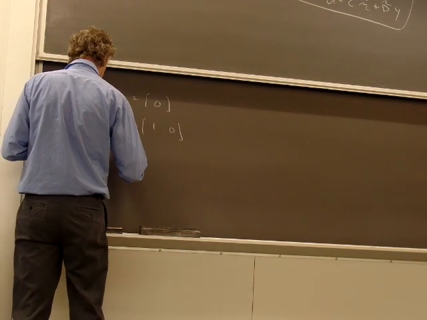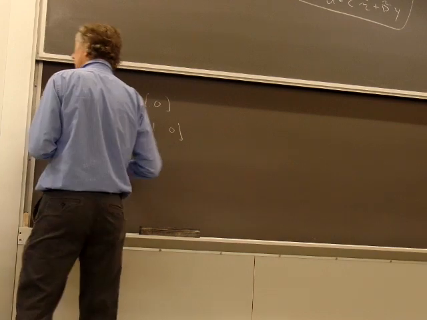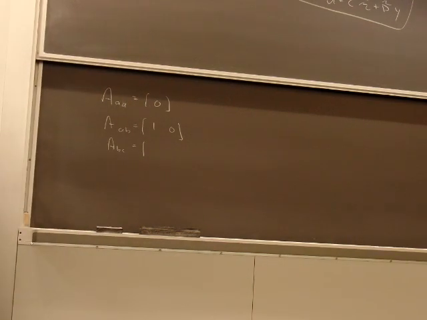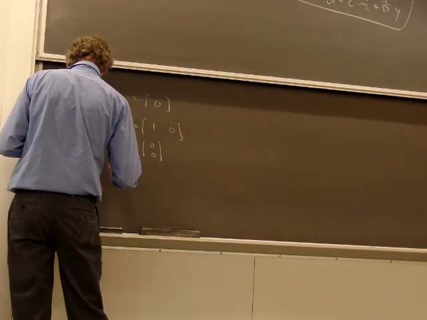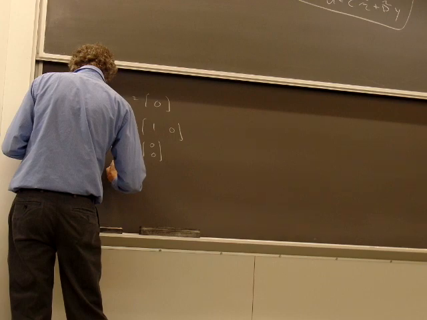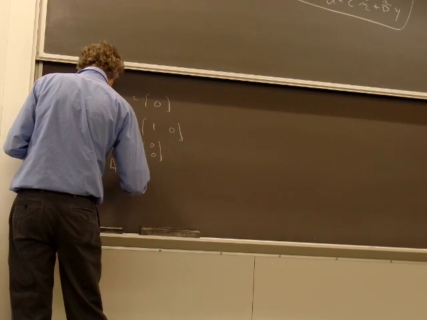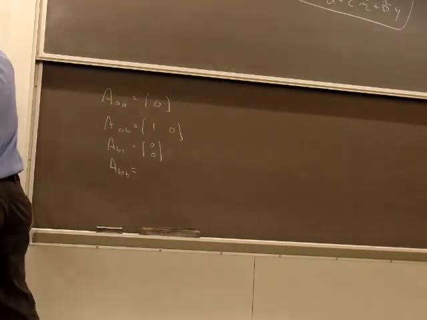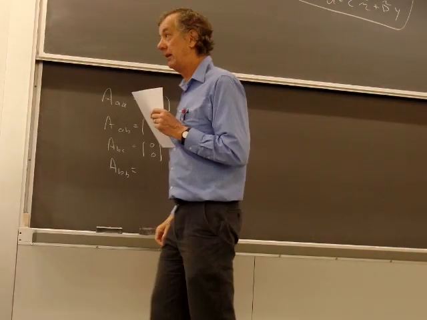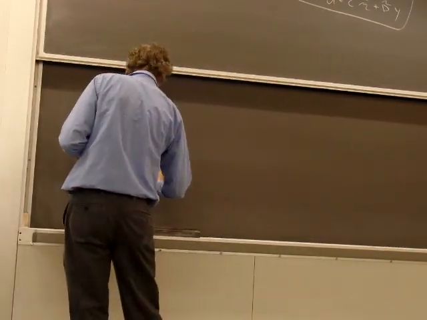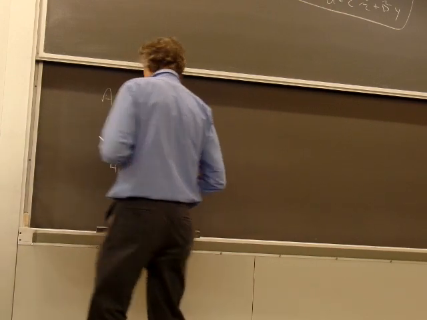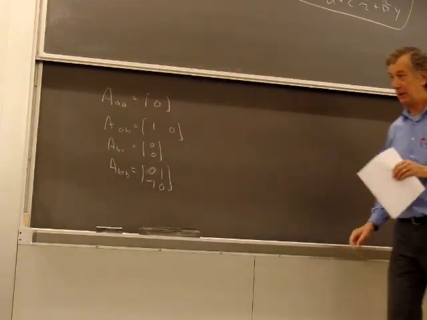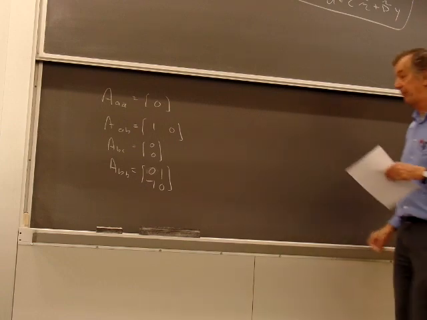A sub B A, that's this part, that's 0, 0, and A sub B B is this 2x2 part, 0, 1, minus 1, 0. Right? That's the partitioning of the A matrix.